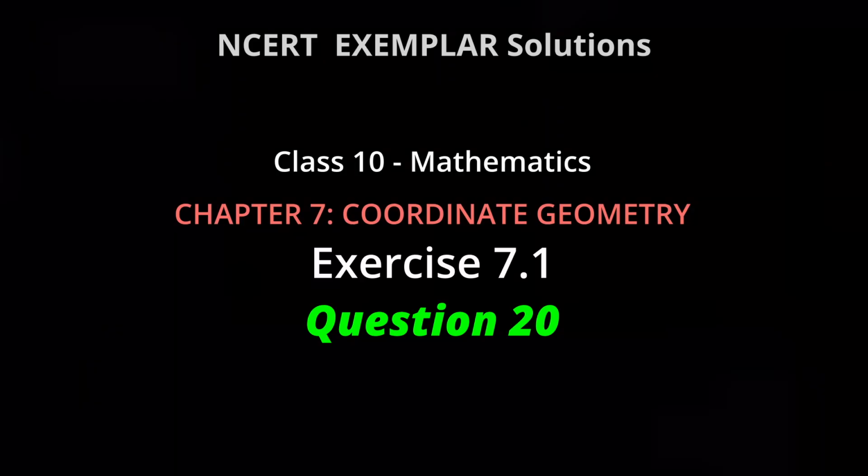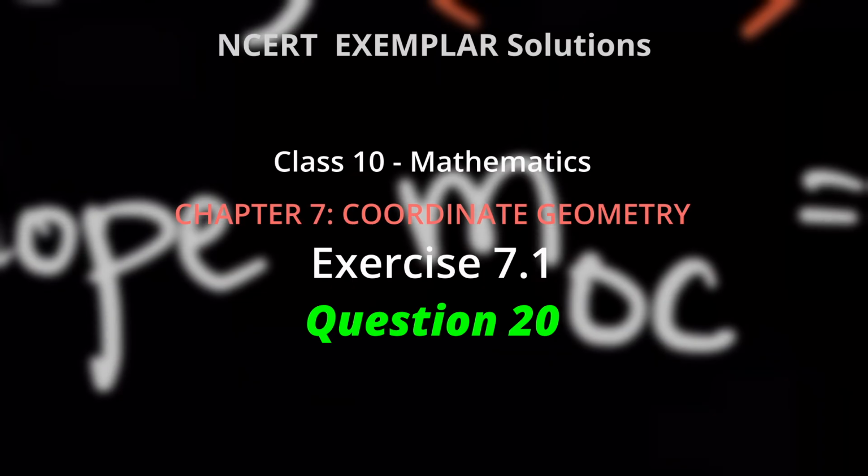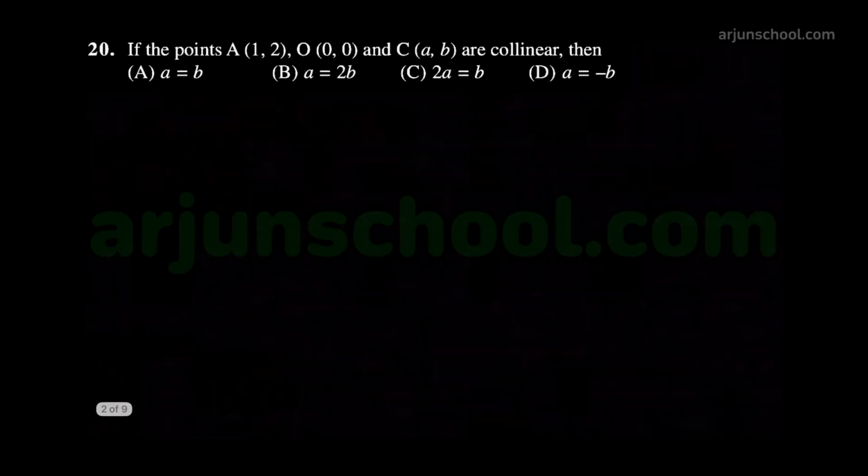NCERT Exemplar Solutions, Class 10, Maths, Chapter 7, Exercise 7.1, Question number 20. If the points A(1, 2), O(0, 0) and C(a, b) are collinear, then option A: a is equal to b, option B: a is equal to 2b, option C: 2a is equal to b, or option D: a is equal to minus b. Now let us find the answer.